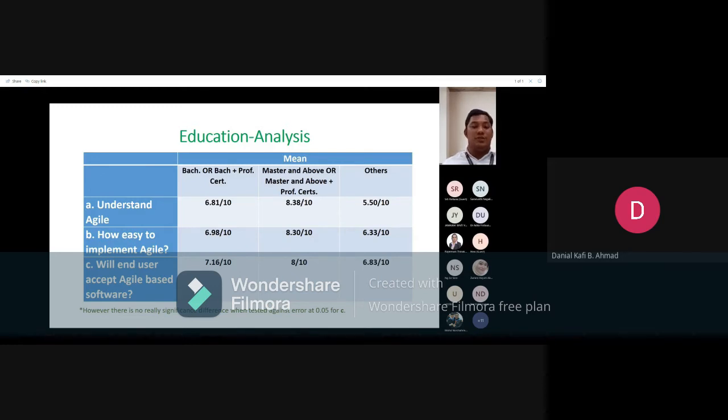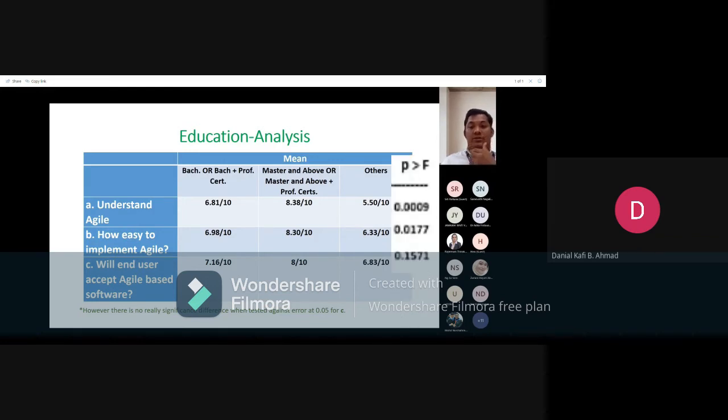So as I mentioned, we are not focusing on statistics, but we want to focus on the results of this, on how agile actually works in Malaysia. So based on that, this is the p-value, right? So A and B are significant, but not C, right?